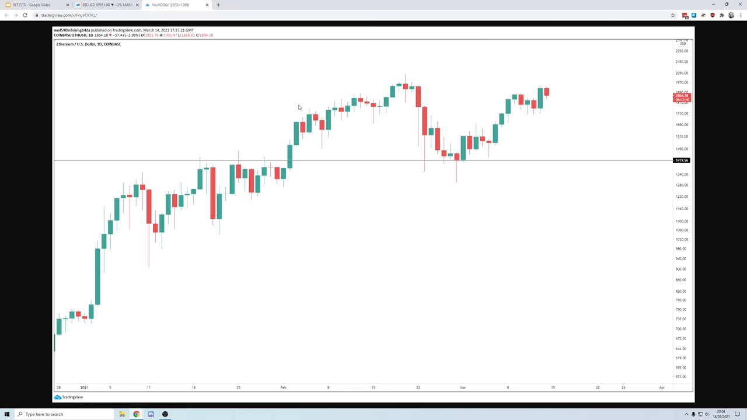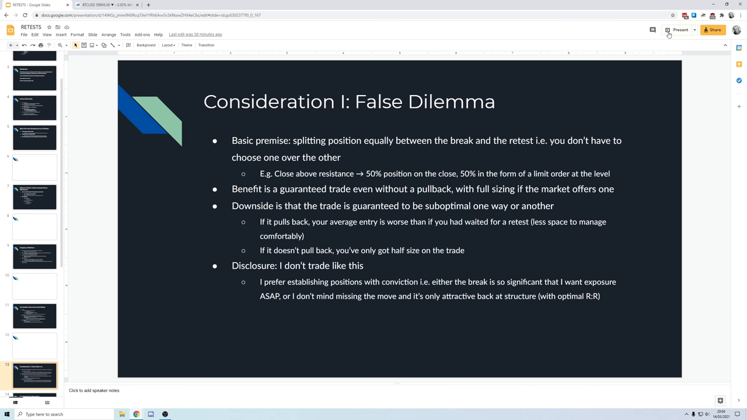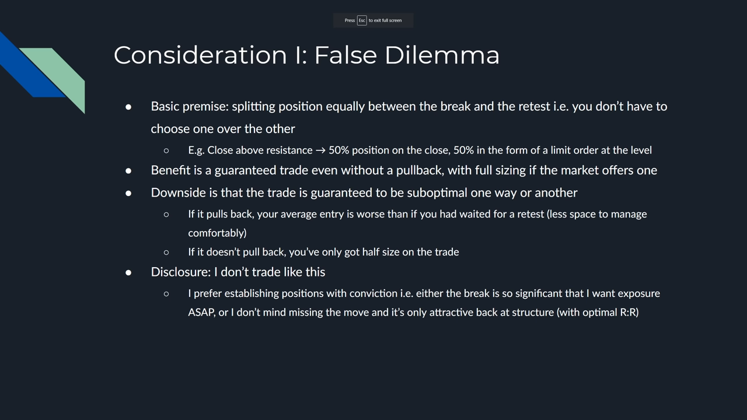Now, this may seem like a middle ground which fixes this dilemma or gets rid of it completely, but there are some hidden concerns which may not be immediately obvious. So the obvious benefit is you get a guaranteed trade even without a pullback, and you also get full sizing if the market offers one. That seems great, right? You get the trade on, and if it does pull back, well, great, you have your full exposure that you wanted in that position.